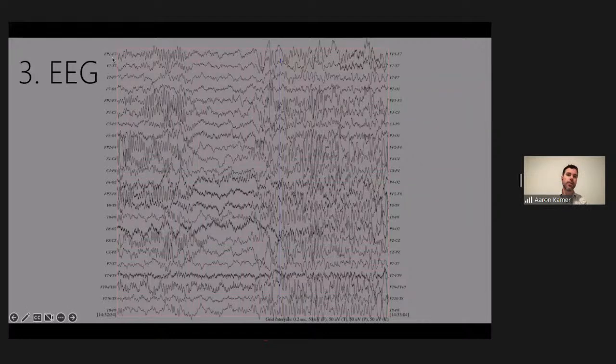And usually they're labeled in the approximate location that these electrical signals may be coming from. So if it says F, it's probably frontal. If it says T, it's probably temporal. And if it has an odd number, it is on the left. And if it has an even number after it, it's probably on the right.